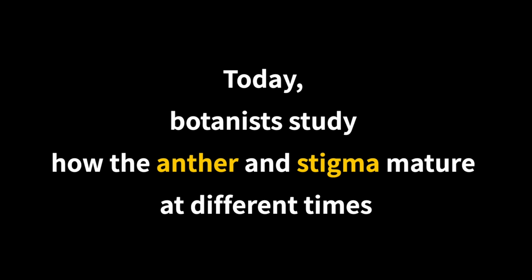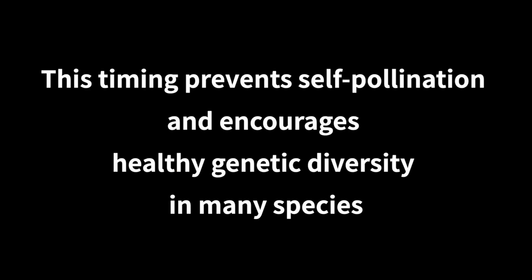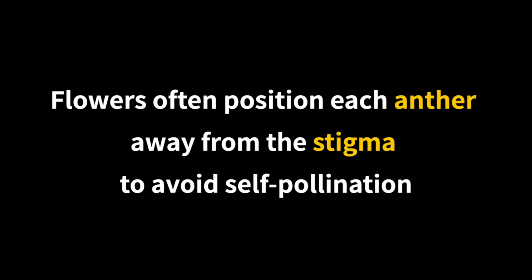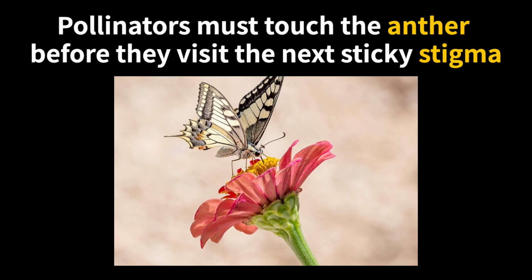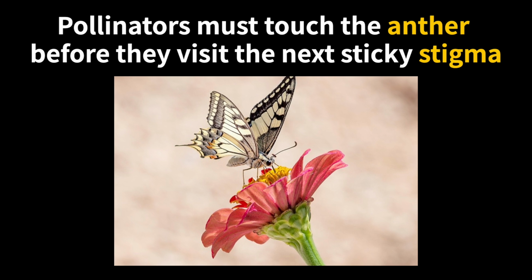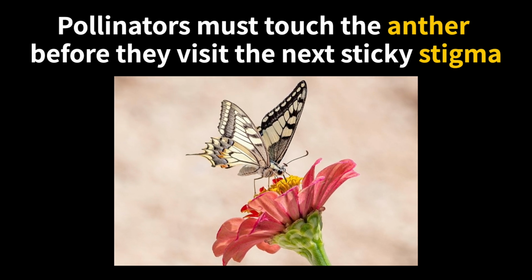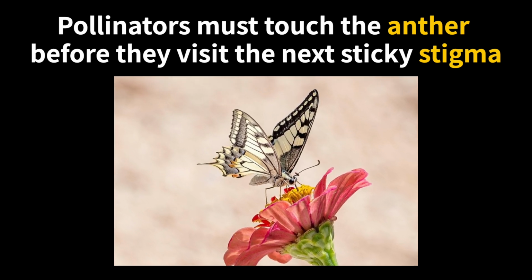Today, botanists study how the anther and stigma mature at different times. This timing prevents self-pollination and encourages healthy genetic diversity in many species. Flowers often position each anther away from the stigma to avoid self-pollination. Pollinators must touch the anther before they visit the next sticky stigma.